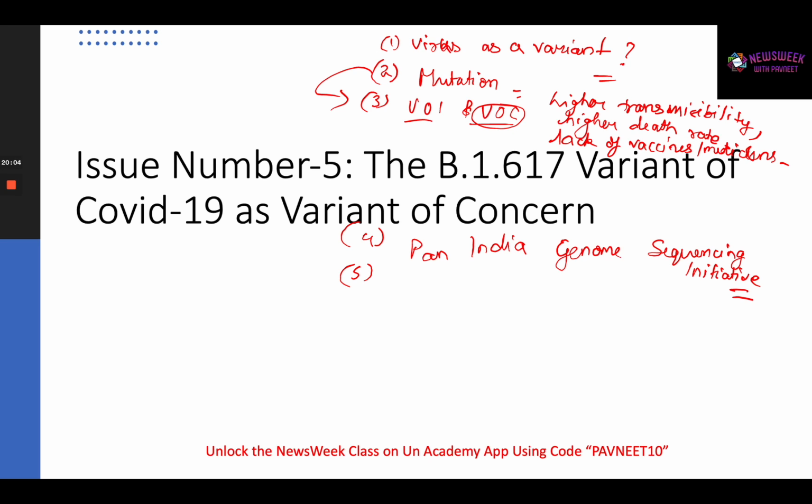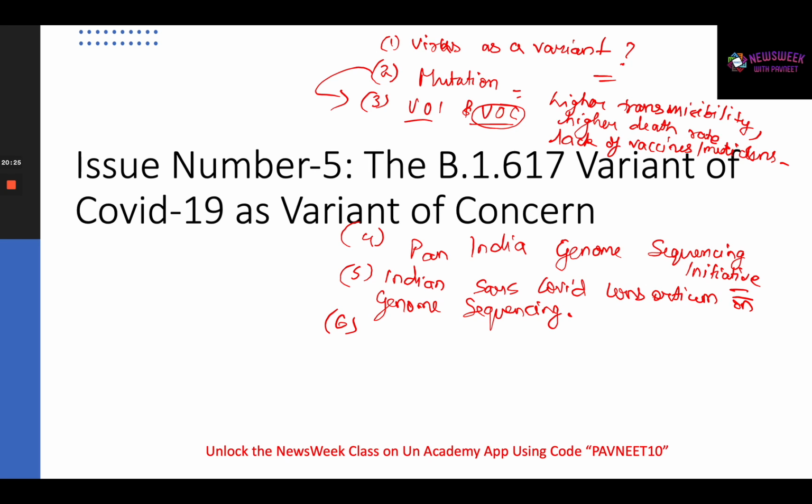And with respect to it, obviously you have to remember about the Indian SARS-CoV-2 Genomics Consortium on genome sequencing. This body, which is responsible for carrying out genome sequencing in India, also becomes an important specific backward linkage here. Now you are also aware of the fact that B.1.617 is also known as a double mutant.